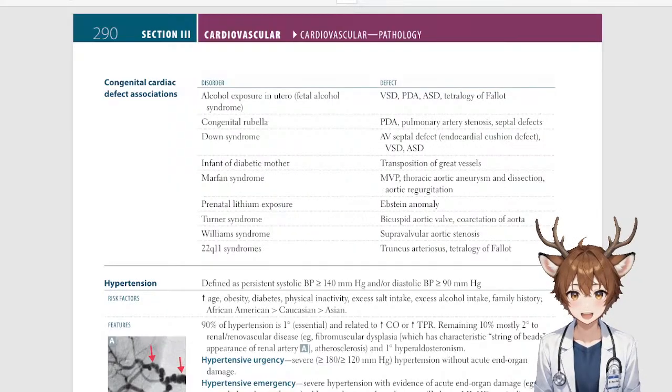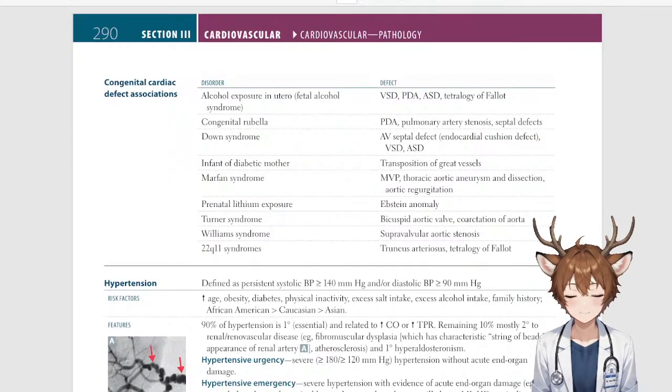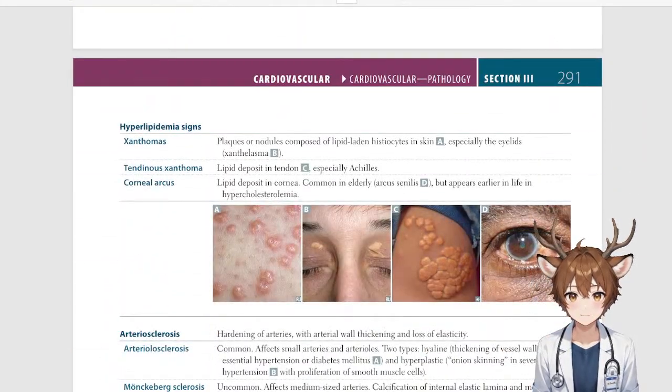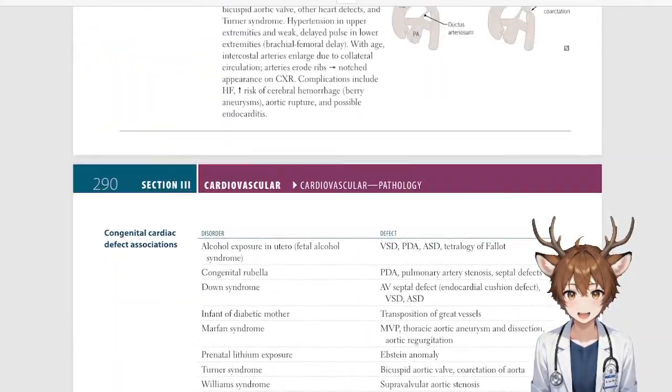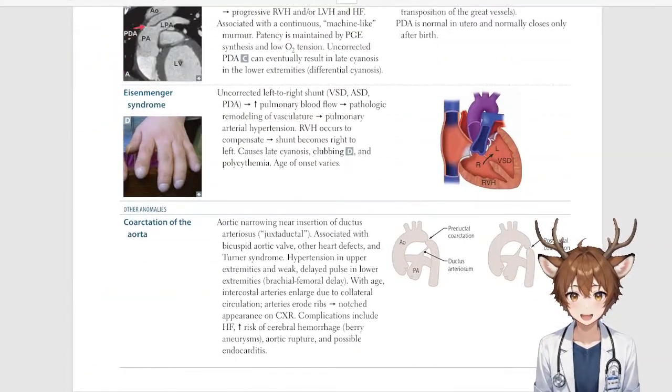So it's kind of a persistent pulmonary hypertension of the newborn. So I'm not quite sure where I can find that one. It might not be in here. It might just be a new section they added in at some point since 2017.